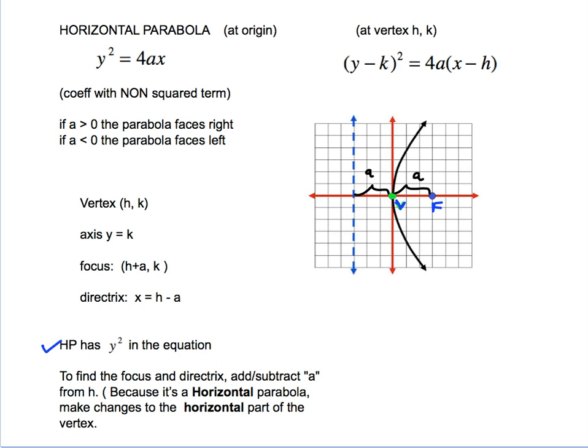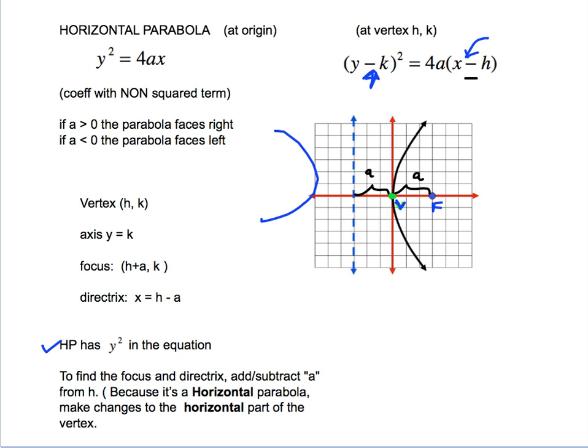Also, if a is greater than 0, it faces right. So in this example right here, facing right, a was positive. And if it faces left, then the a must have been less than 0. Your vertex is still h comma k. Be careful, that means h is coming from this parenthesis with x, and k comes from your parenthesis with y. The order is backwards from what it was a couple minutes ago.